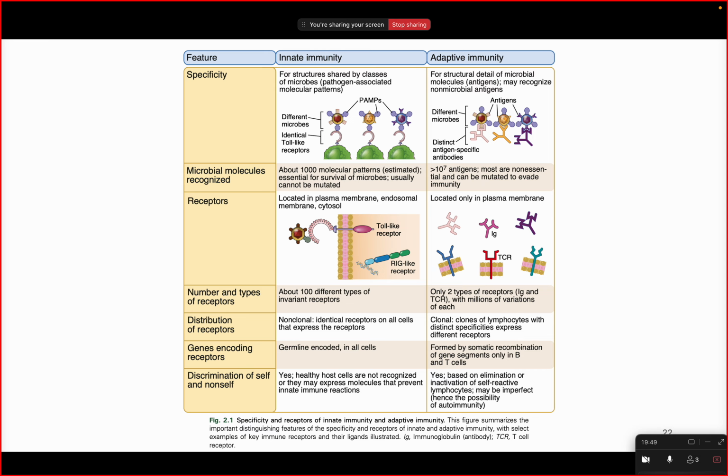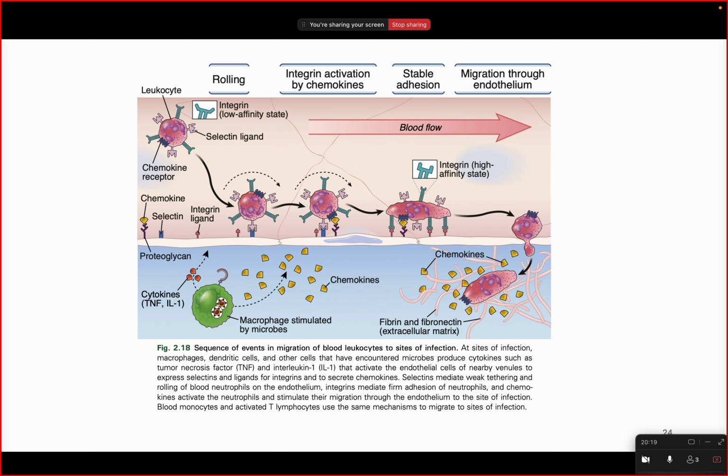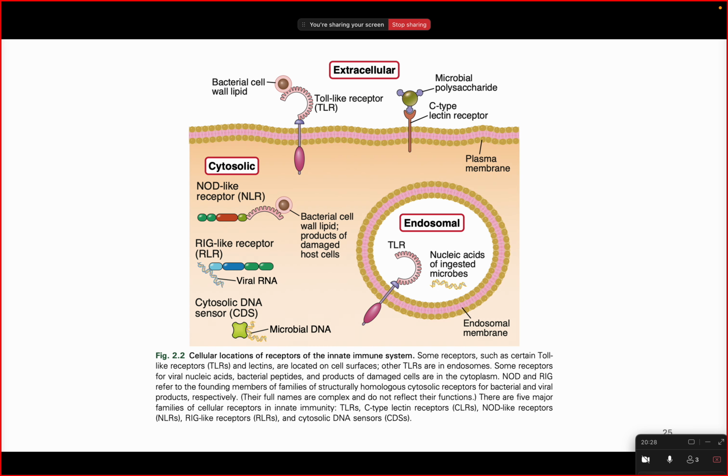Then we talked about the specificity and receptors of innate immunity and adaptive immunity. These features you are very well aware of. Then we introduced the first-ever response, how our body acts against the infection, which was inflammation, right? And now, with your existing knowledge, you can add the players, that is, the complement as well. Then we saw the events which take place during the infection, and how inflammation helps in eradicating the infection.